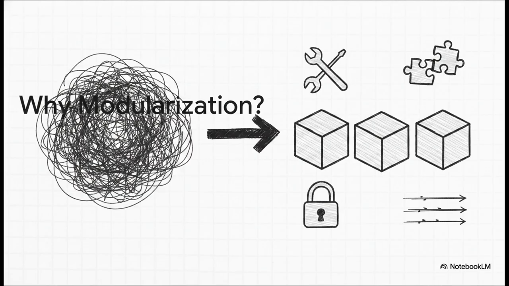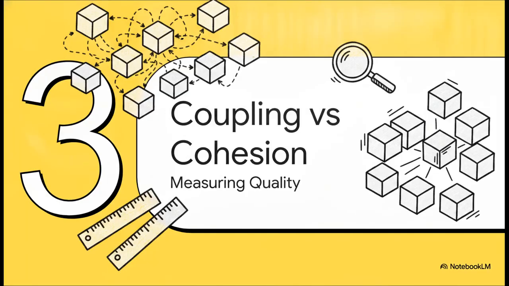Plus, highly cohesive parts become these great reusable building blocks. We even get some solid security benefits and the ability to execute tasks concurrently. Basically, you can run modules in parallel to speed the whole shebang up. Which brings us to Section 3, coupling versus cohesion.